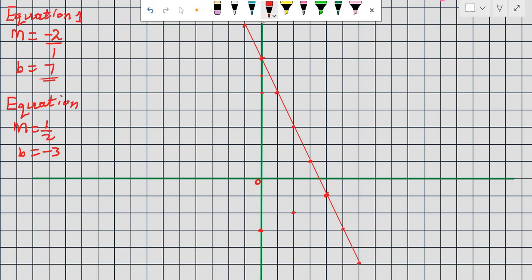From that point, 1 step up, 2 steps to the right. 1 step up, 2 steps to the right. 1 step up, 2 steps to the right. 1 step up, 2 steps to the right. All right, we can also come over here. 1 step down, 2 steps to the left. 1 step down, 2 steps to the left. So now we can connect the points. All right, so from this last point here, let's take a straight line down to this point.